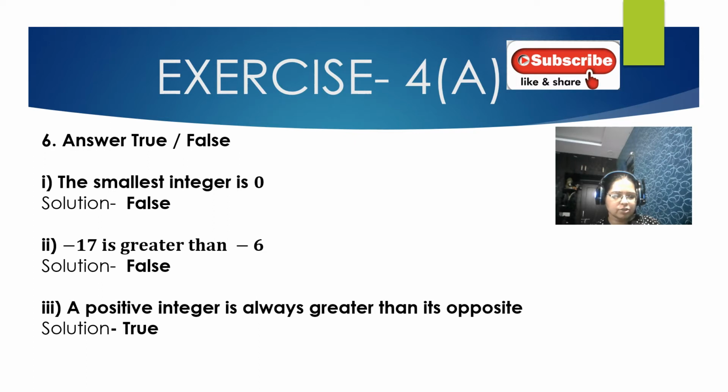Third bit, a positive integer is always greater than its opposite. This is true. We know every positive integer is always greater than the negative integers. So it is true.